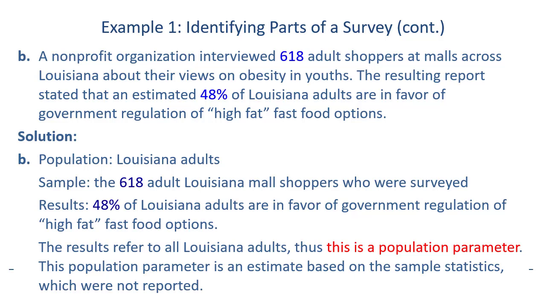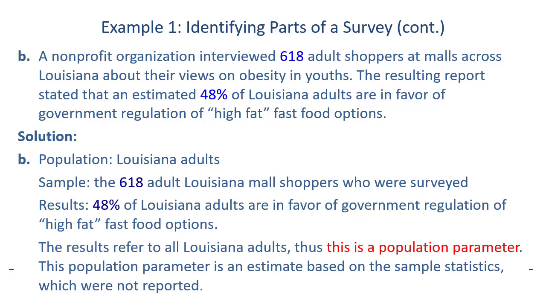How about a nonprofit organization interviewed 618 adult shoppers at malls across Louisiana about their views on obesity and use? The resulting report stated that an estimated 48% of Louisiana adults are in favor of government regulation of high-fat fast food options. So you can see that their stated result is that 48% of Louisiana adults. So that tells you that their population of interest is all adults in Louisiana, right? But they obviously didn't ask every adult in Louisiana, so they have a sample of 618.